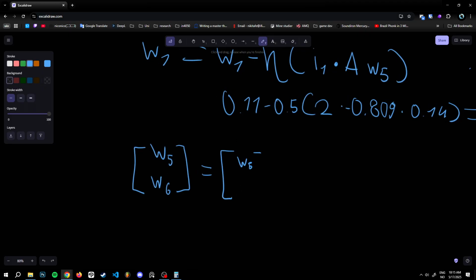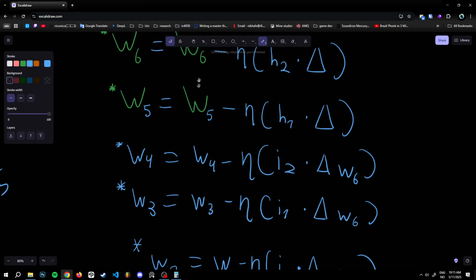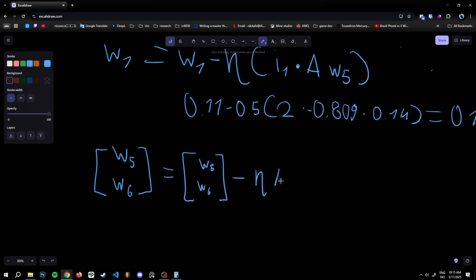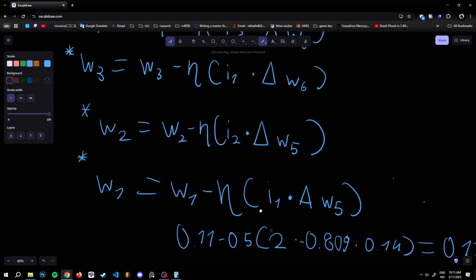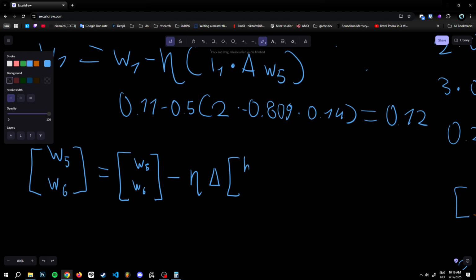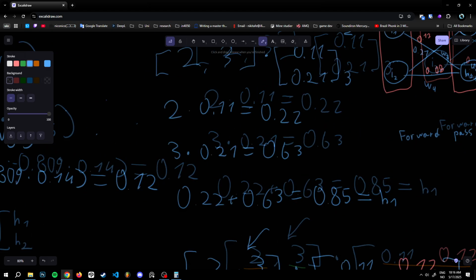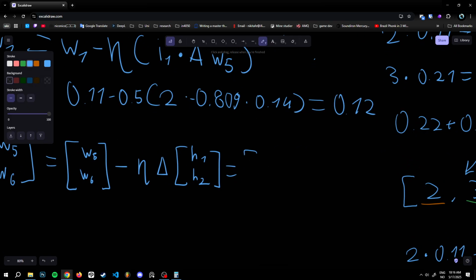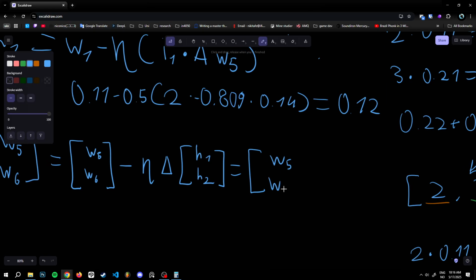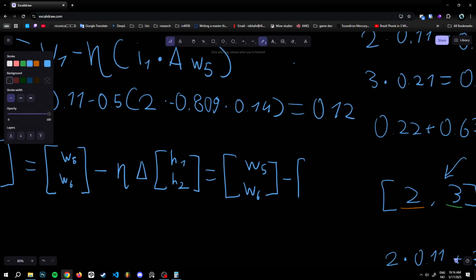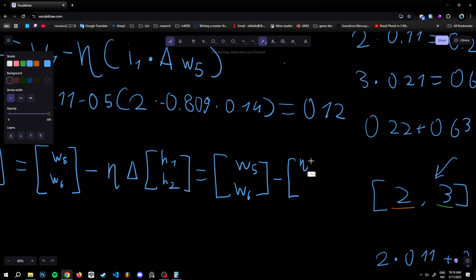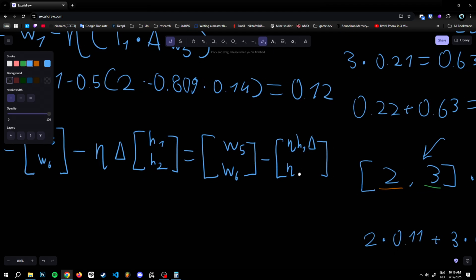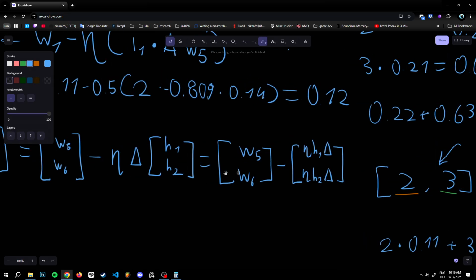And then we do weight 5 and weight 6. So we take the old values, 5 and 6, these two, and then we do minus the learning rate and the predicted value times the predicted value, and these things as I was talking about, h1, h2, which is both of these. What we can do is multiply these into the matrix. So now our formula becomes simpler, where we can do the learning rate times h1 with the delta, and then you do the learning rate times h2 with the delta.